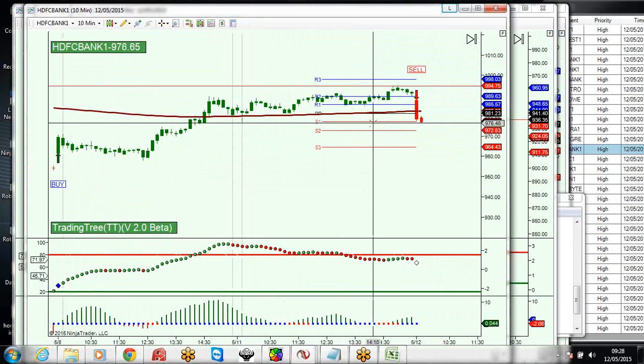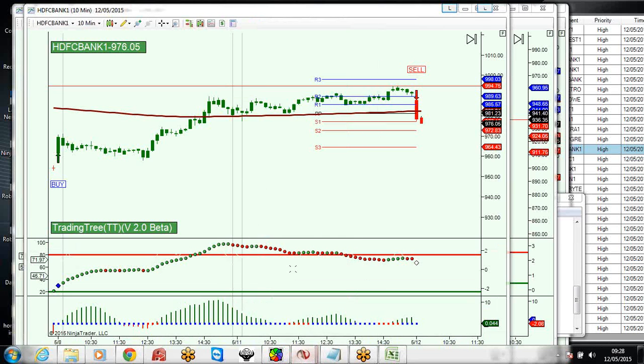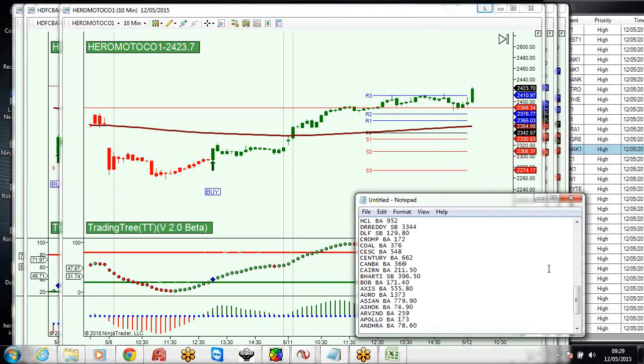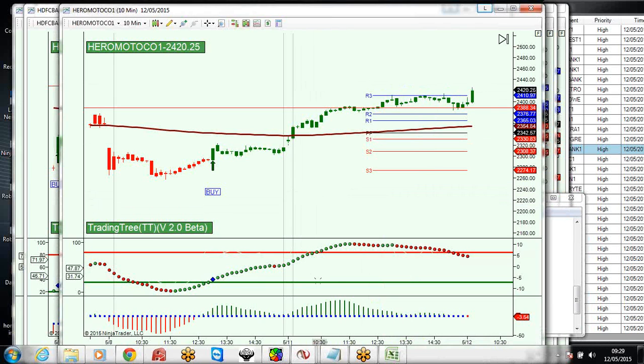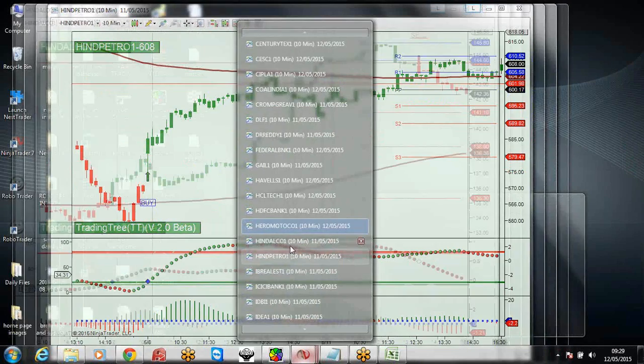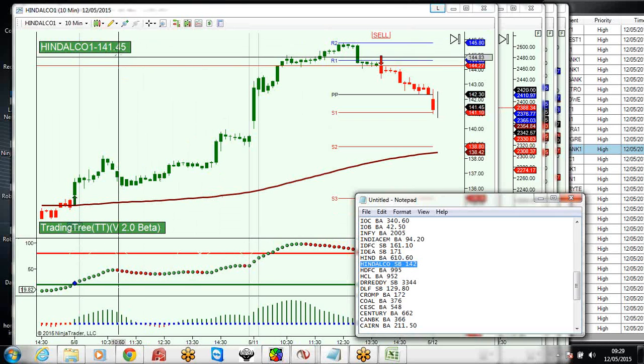You can short it here, HDFC 976.40. हीरो मोटो मेरा बाई था इस लेवल पे 2411। Hindalco, you can see that I have shorted at a price of 142. Now it is at 140, 145.